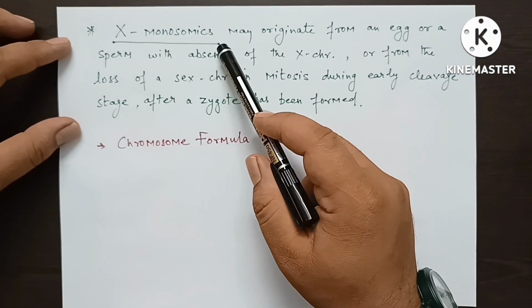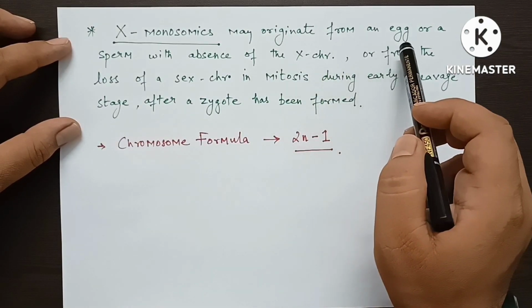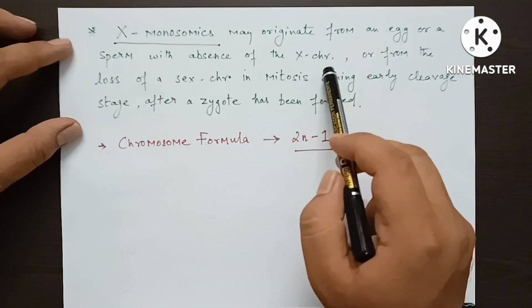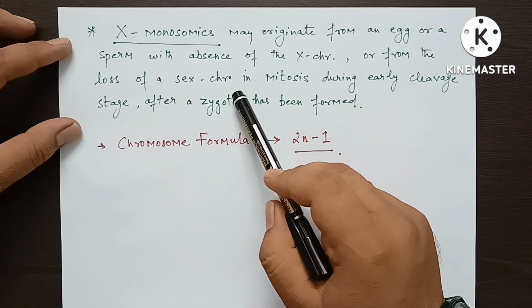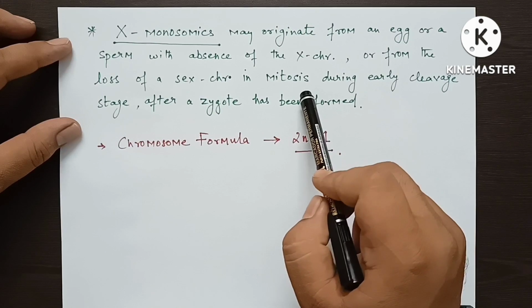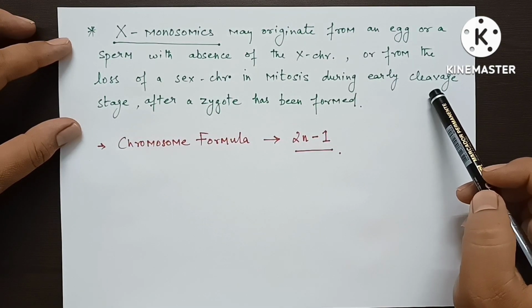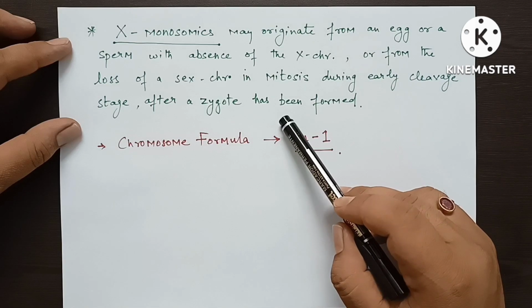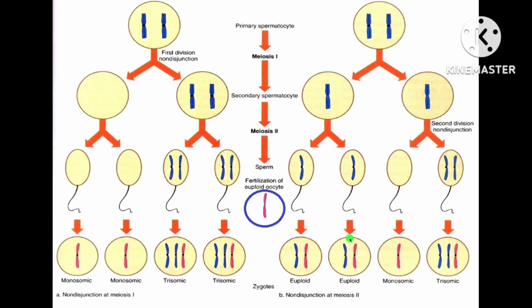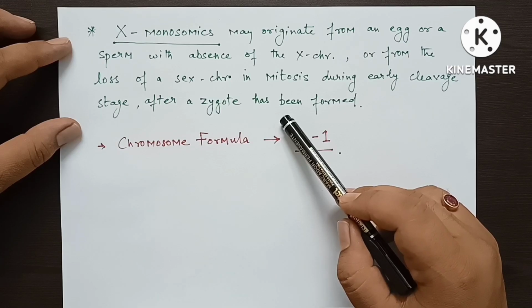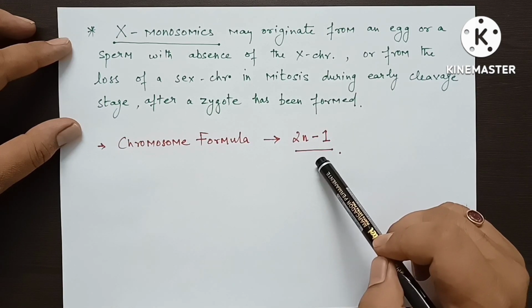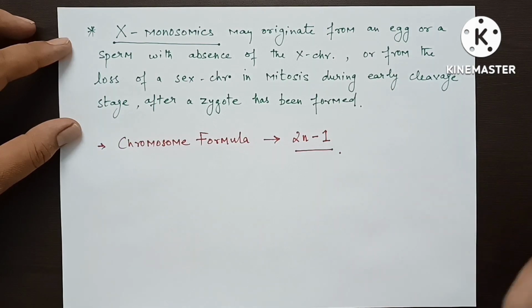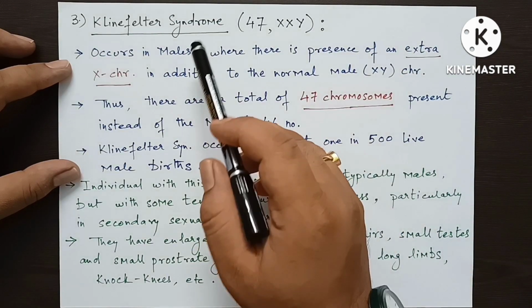The X monosomics may originate from an egg or a sperm with absence of X chromosome, or from the loss of a sex chromosome in mitosis during the early cleavage stage after a zygote has been formed. The chromosomal formula for Turner syndrome is 2N-1. So next we have Klinefelter syndrome.